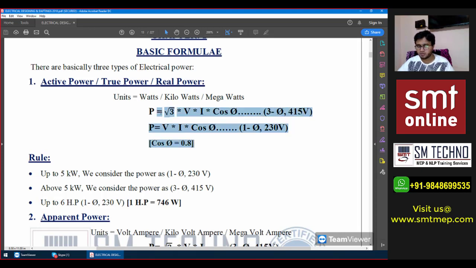So these are two basic formulas for the concept of active power, true power, or real power. Remember that all these three are the same. In Gulf countries, or in a country like India, we call it active power. But in European or Western countries, they call it true power or real power.